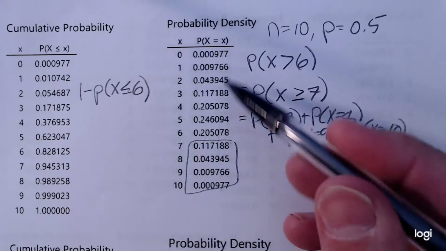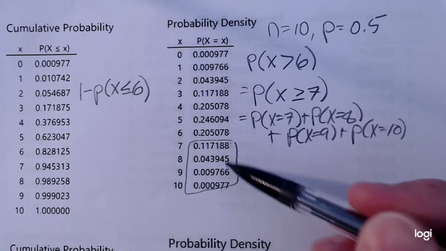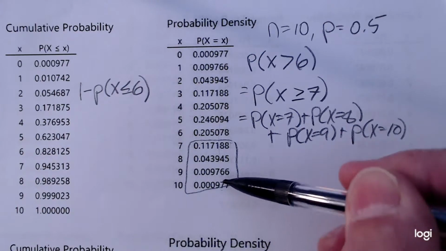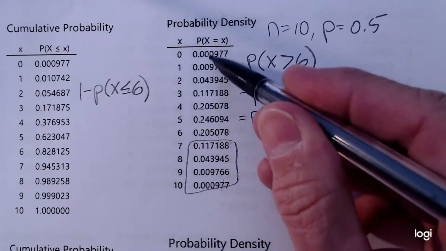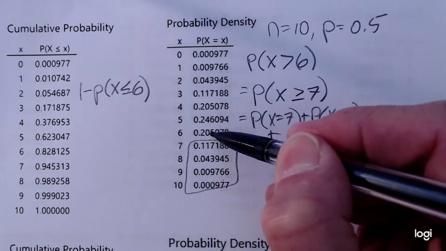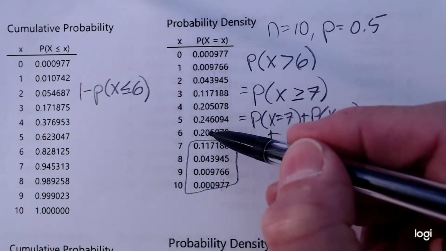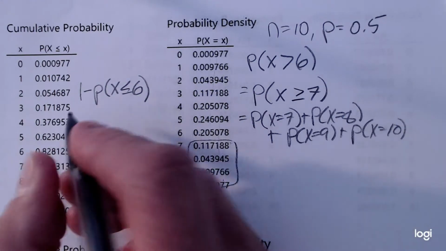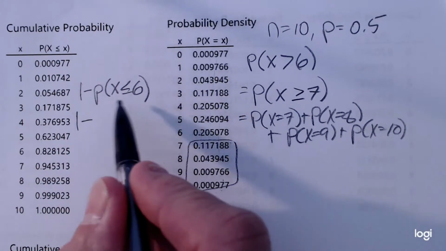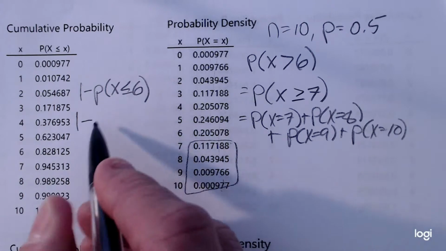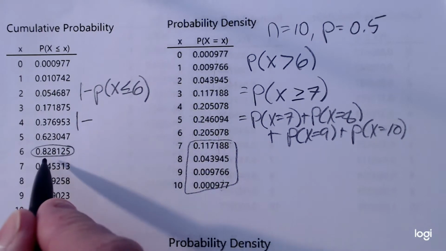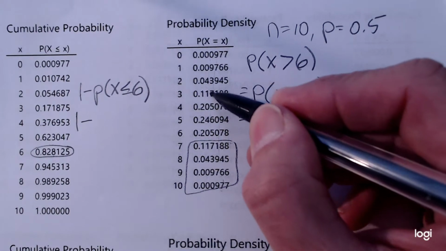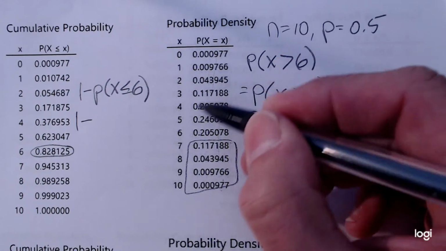Because looking at our probability distribution table, we have this chunk down here, which is the probability X is greater than 6. And we have this chunk up here, chunk meaning the sum of all of these probabilities. So I can take out the sum of these probabilities using the cumulative probability table. So all I have to do is take 1 and subtract the probability X is less than or equal to 6, and that would be this value here, because 0.828125 would be the sum of all of these individual probabilities 0 through 6.